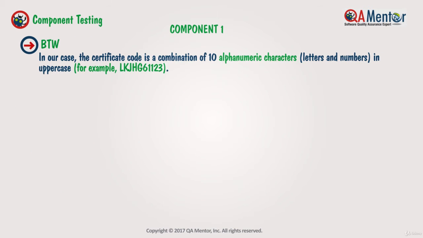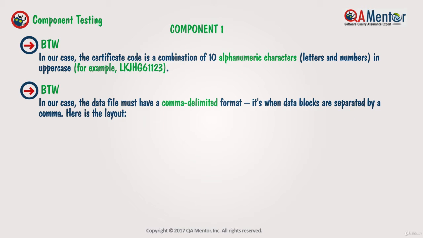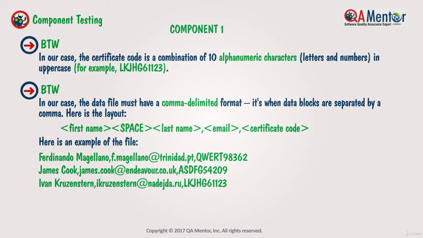By the way, in our case, the certificate code is a combination of 10 alphanumeric characters, letters and numbers, in uppercase. Also, in our case, the data file must have a comma delimited format. It's when data blocks are separated by a comma. Here is the layout. Here is an example of the file.